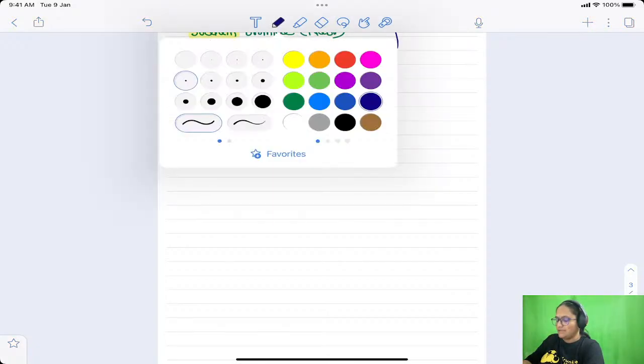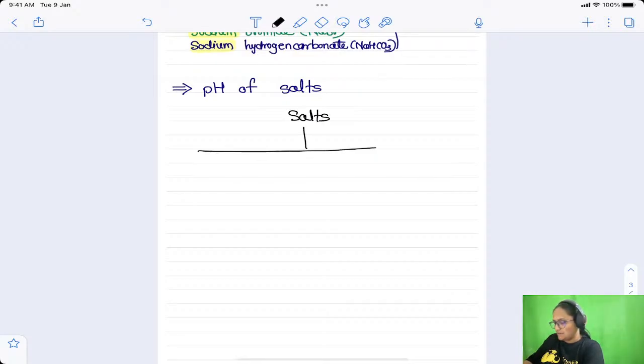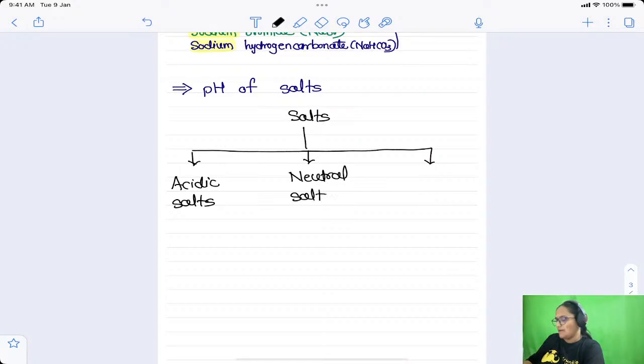First of all, let us see the classification of salt on the basis of its pH. Salts are of three types. First type is called acidic salts. Second is called neutral salts. And third type is called basic salts. So these are the three types of the salts.